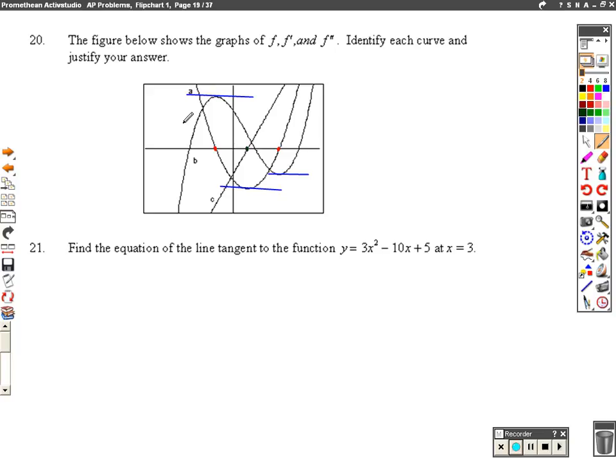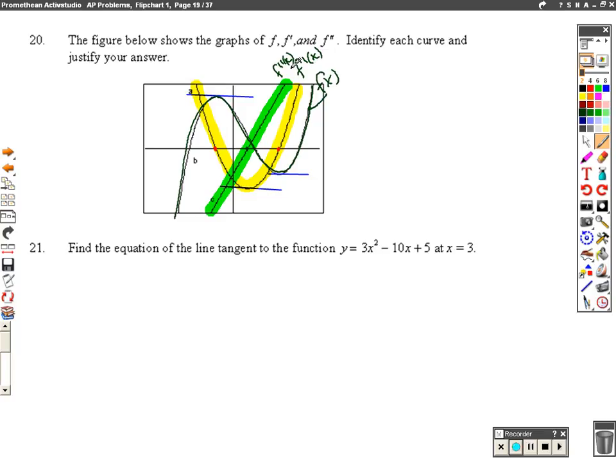So this one has to be f of x. This one right here. The derivative of that, let's use the highlighter, is going to be this one right here, which is going to be f prime of x. And then the derivative of f prime of x is actually going to be right here, because it has a 0, and so that has to be f double prime of x.